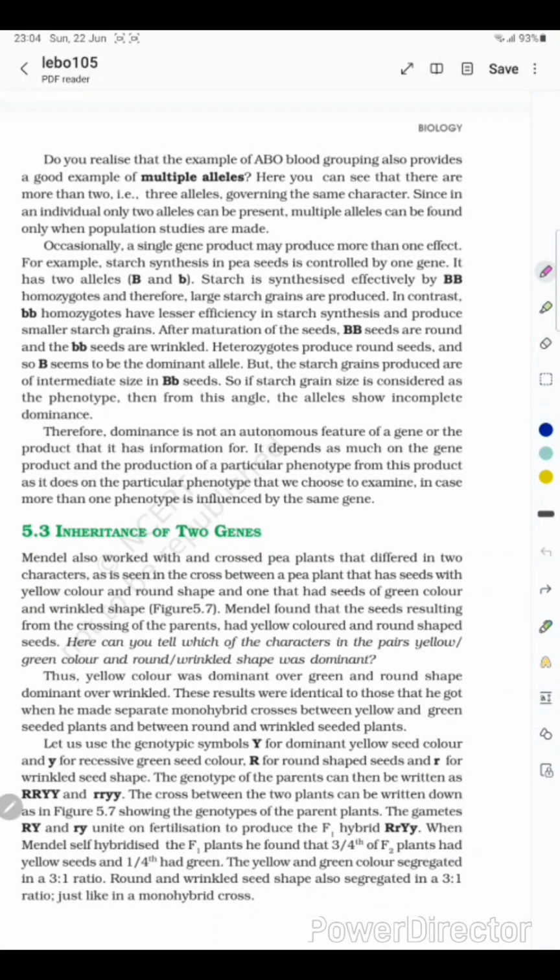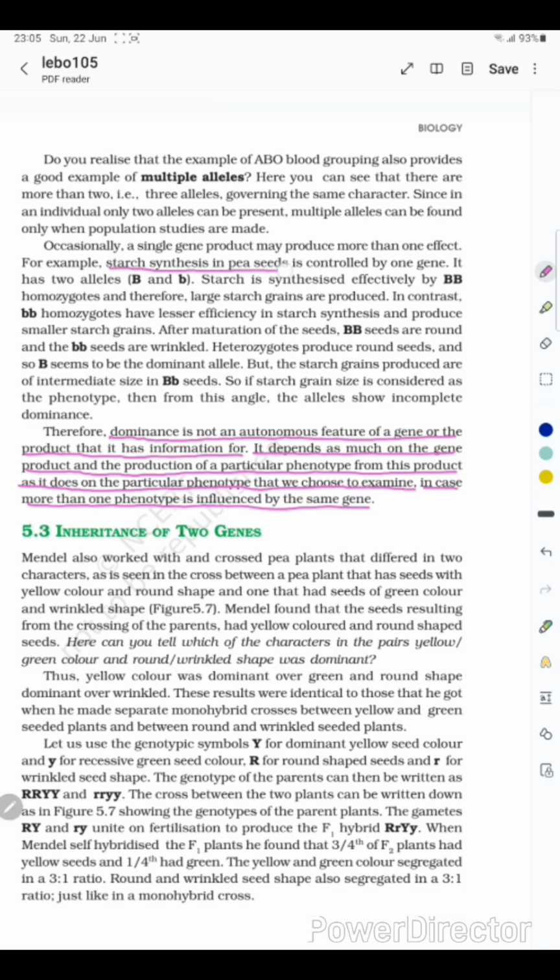Let's see what these statements of NCERT mean. Dominance is not an autonomous feature of a gene or the product that it has information for. It depends as much on the gene product and the production of a particular phenotype from this product as it does on the particular phenotype that we choose to examine, in case more than one phenotype is influenced by the same gene. This is in context with this example.